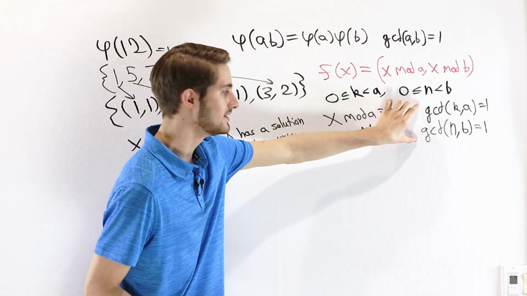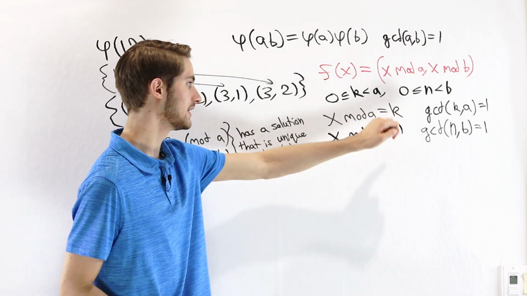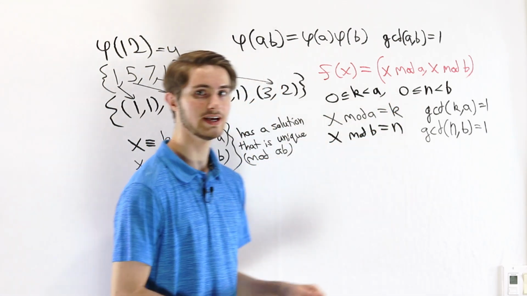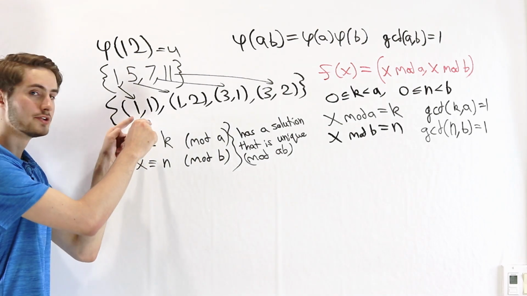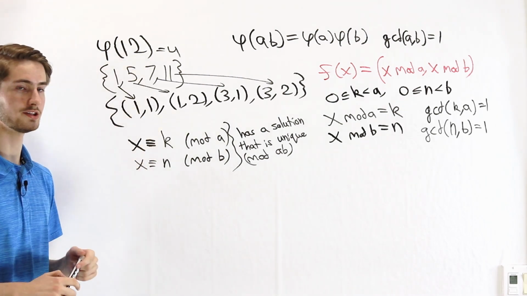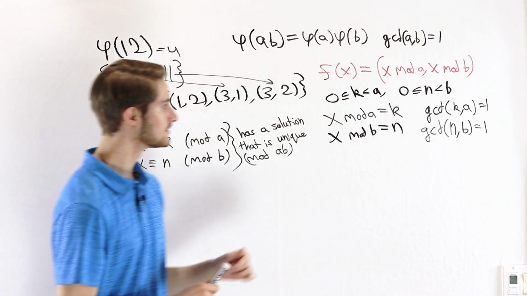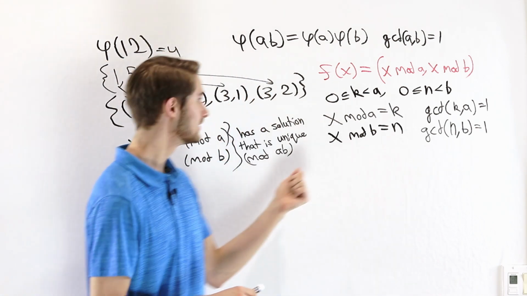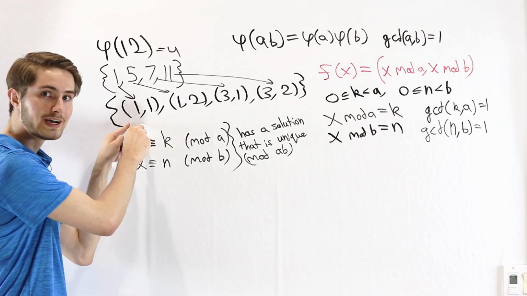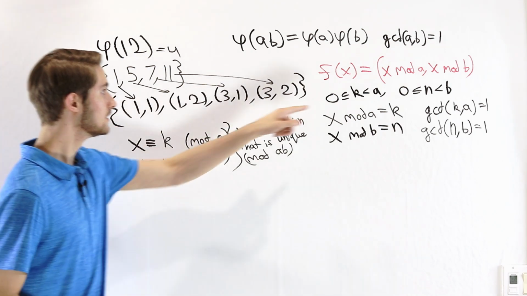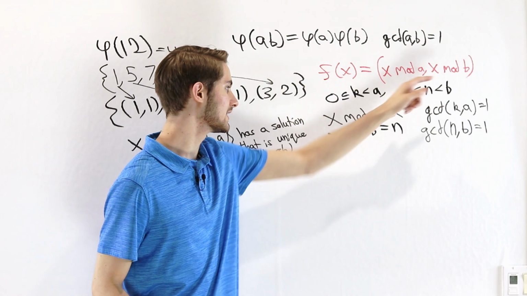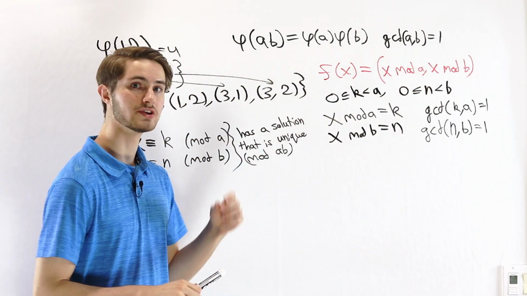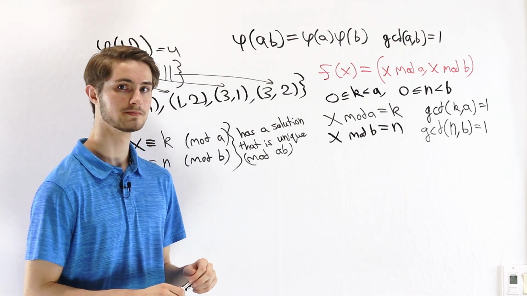So if we set these 2 constraints on the values of k and n, we know that these values k and n have to represent some point in the second set that we're looking at here. So the Chinese remainder theorem tells us that there's some x that gives the correct point in this second set when we do x mod a and x mod b right here. Let's look at some of the properties of that solution x.